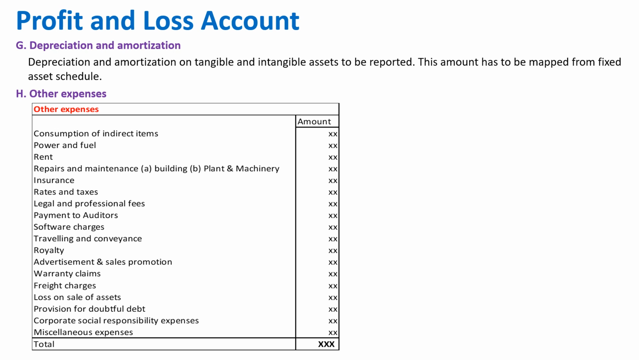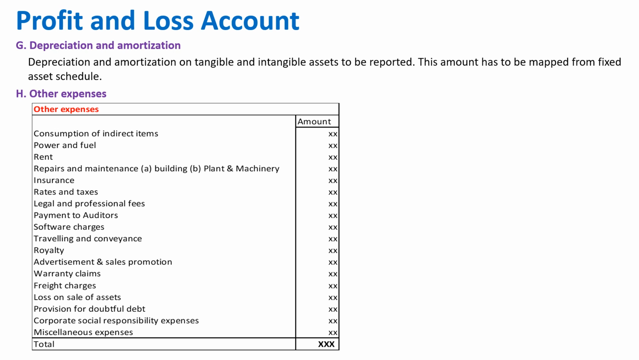Then next is insurance. Any insurance you have paid, it could be your employee insurance, it could be insurance relating to your transport, all has to be reported here. Rates and taxes: all types of taxes and rates which you have paid, you have to report here.